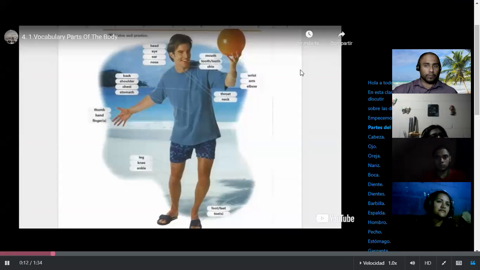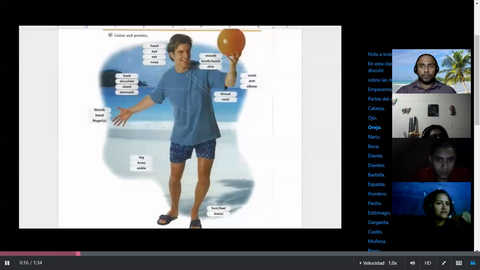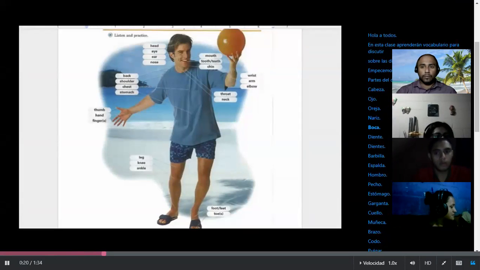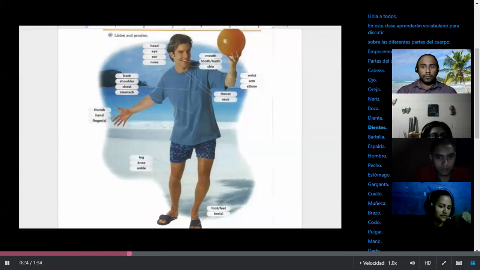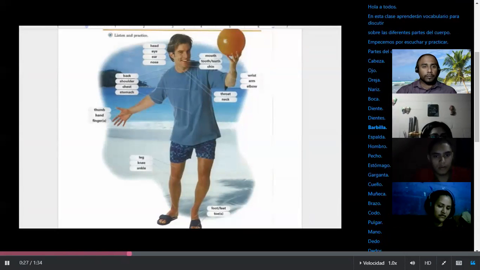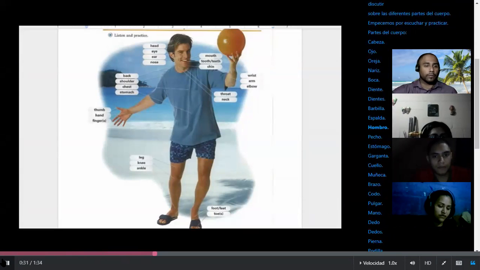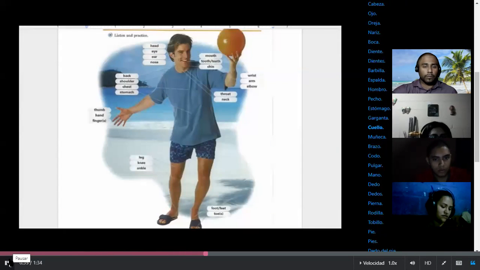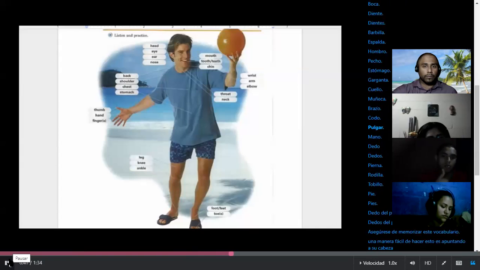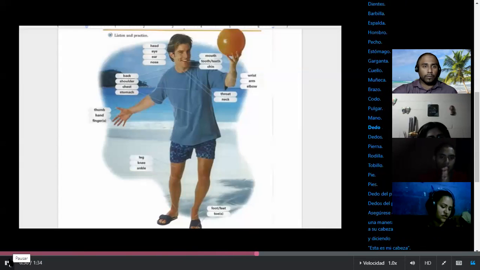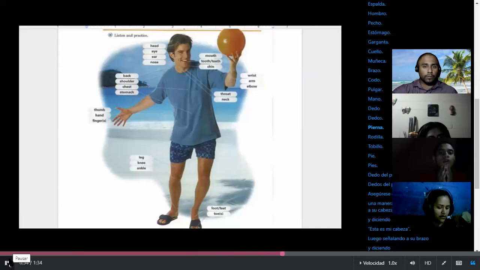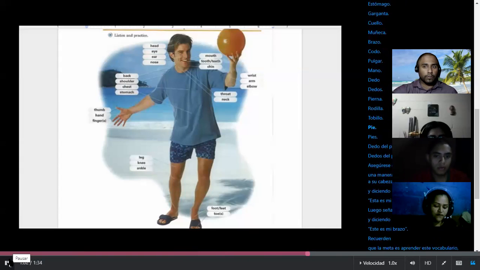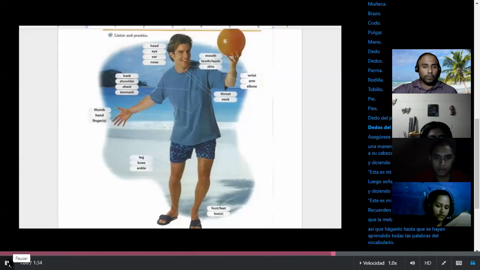Parts of the body. Head. Eye. Ear. Nose. Mouth. Tooth. Teeth. Chin. Back. Shoulder. Chest. Stomach. Throat. Neck. Wrist. Arm. Elbow. Thumb. Hand. Finger. Fingers. Leg. Knee. Ankle. Foot. Feet. Toe. Toes.